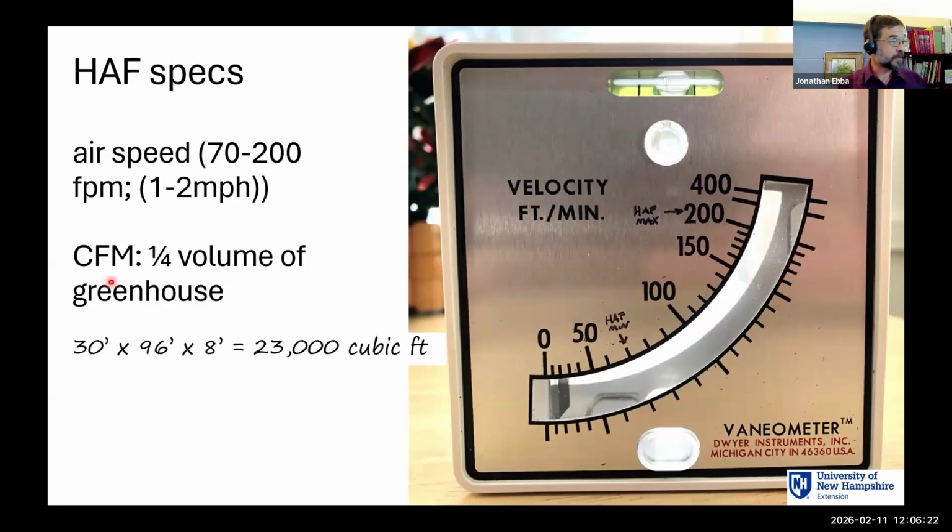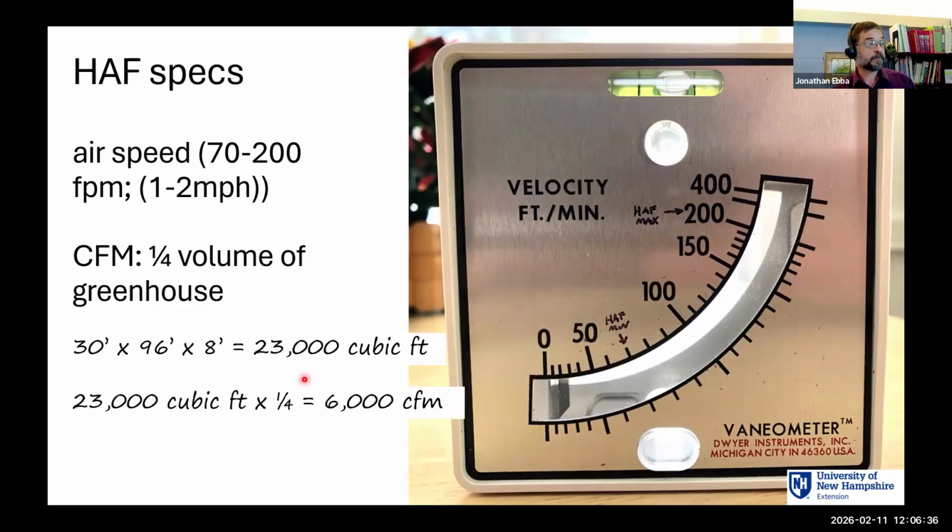So let's say we take a 30 by 96, and we typically run this calculation to 8 feet. So 30 by 96 has 23,000 cubic feet of air in there. And remember, I want to move 1/4 of that every minute. So that's 6,000 cubic feet per minute is what I want to move. Kind of a rough rule of thumb is that we want 1 pair of fans for every 50 feet of length. So this is roughly 100-foot length, so we would want 2 pairs of fans.